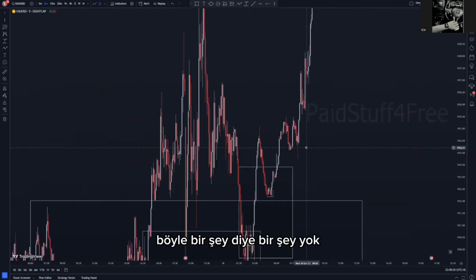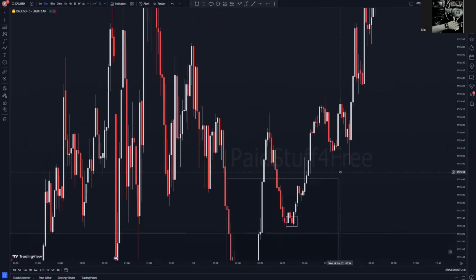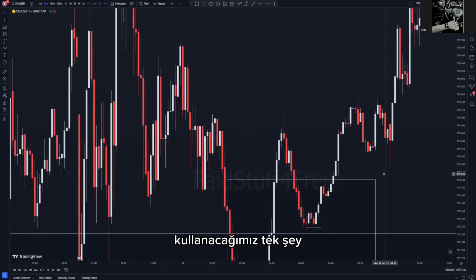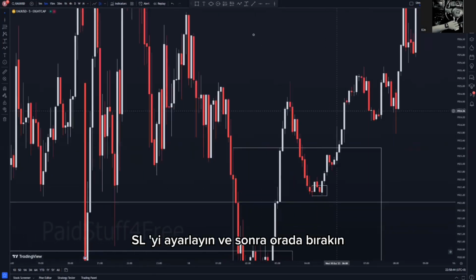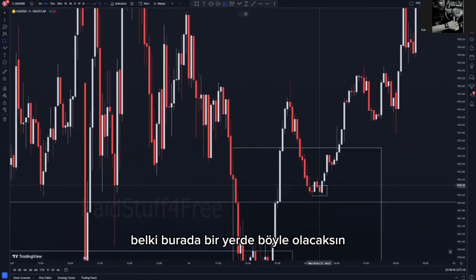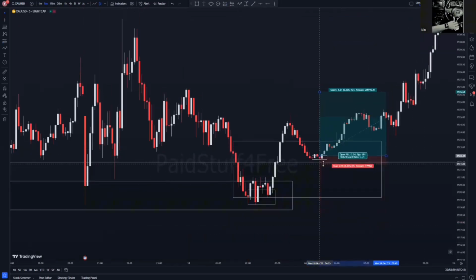Actually, there is no such thing like that. The only thing that we're going to use for the confirmation entry is where to enter. That's it, where to enter. After we enter, just leave it there and set the SL, then leave it there. So maybe somewhere on here you're going to get a buy like this.